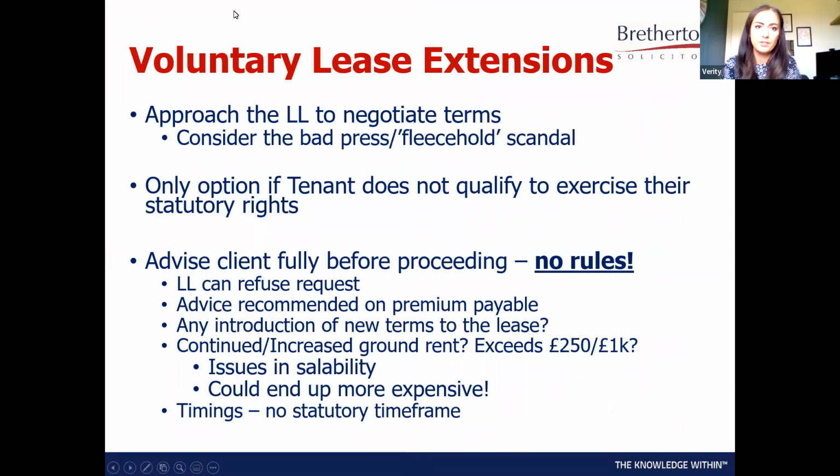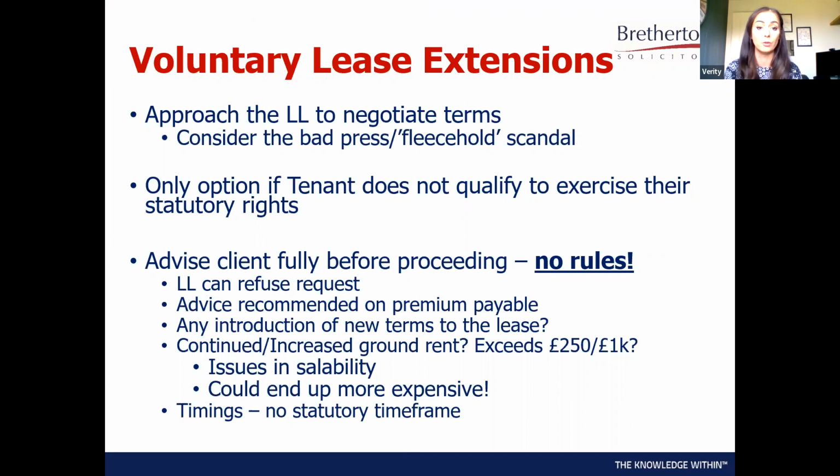Okay, so we've spoken obviously in depth of the step-by-steps to a statutory lease extension. However, there is another way to extend your lease, and that's what we call a voluntary lease extension. That's where we approach the landlord directly, or the leaseholder does, before they instruct to negotiate terms. Now, tread carefully with this route.